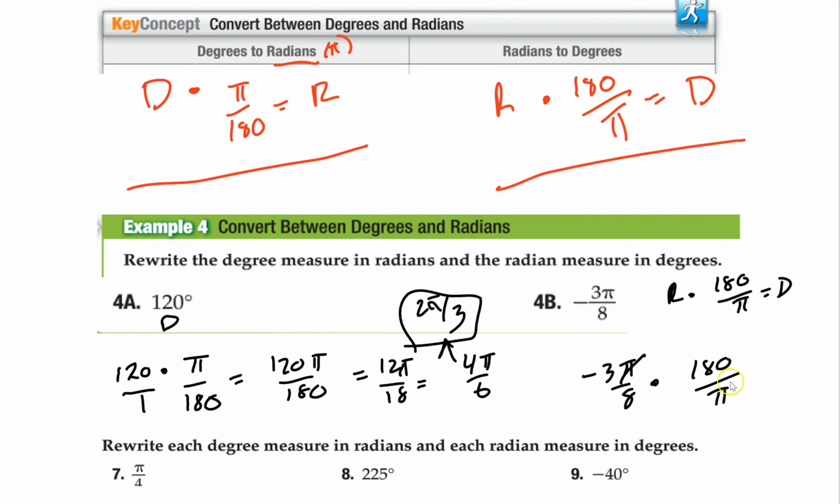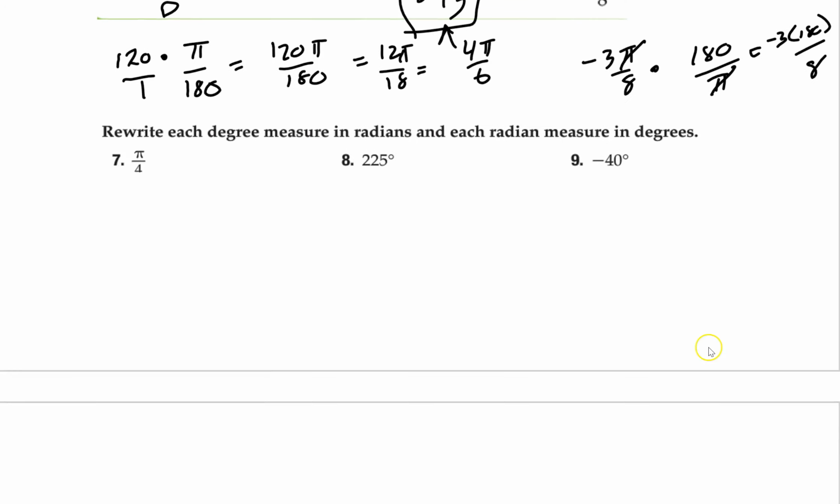These will cancel out, and you get whatever negative 3 times 180 is over 8. Not going to do that. These are the same thing real quick. So here's the radian. We want to get in degrees, so you multiply by 180 over pi. These actually cancel, and you get 180 over 4.